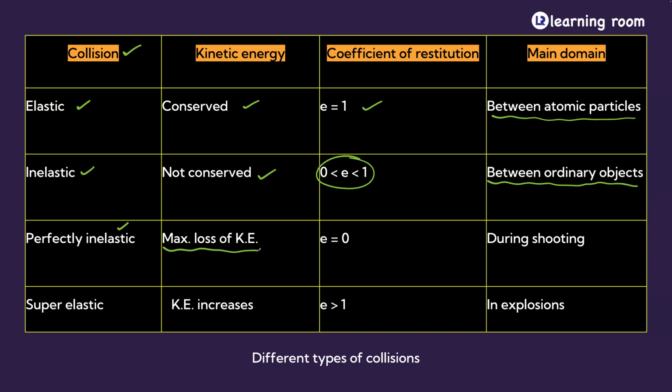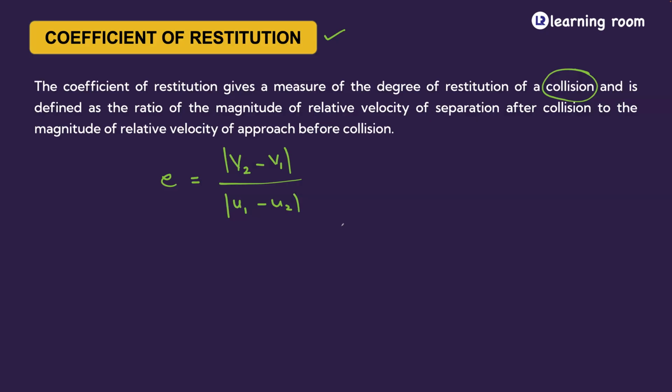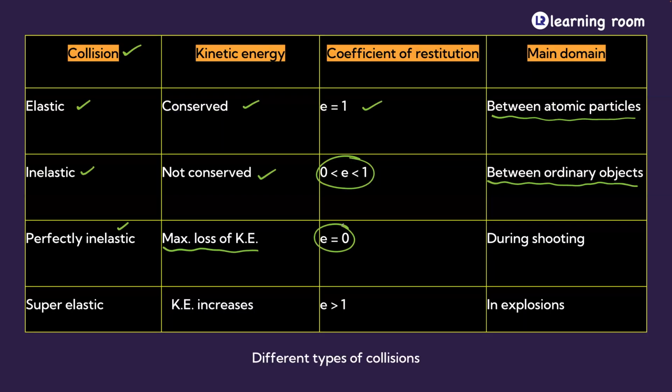So it is going to be maximum. And in this case, the coefficient of restitution is taken to be 0, because what happens to the objects after collision? After collision, they will stick together. So V2 and V1 are the same. They have a common velocity. When V2 is equal to V1, if you substitute it here, e will be 0. So the coefficient of restitution is going to be 0.